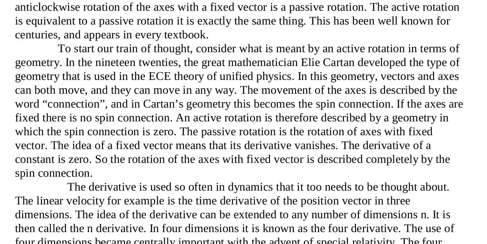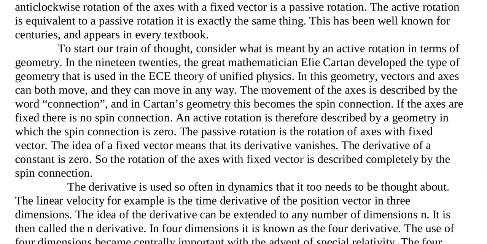To start our train of thought, consider what is meant by an active rotation in terms of geometry. In the 1920s, the great mathematician Einstein Cartan developed the type of geometry that is used in the ECE Theory of unified physics. In this geometry, vectors and axes can both move, and they can move in any way. The movement of the axes is described by the word connection, and in Cartan's geometry, this becomes the spin connection. If the axes are fixed, there is no spin connection. An active rotation is therefore described by a geometry in which the spin connection is zero.